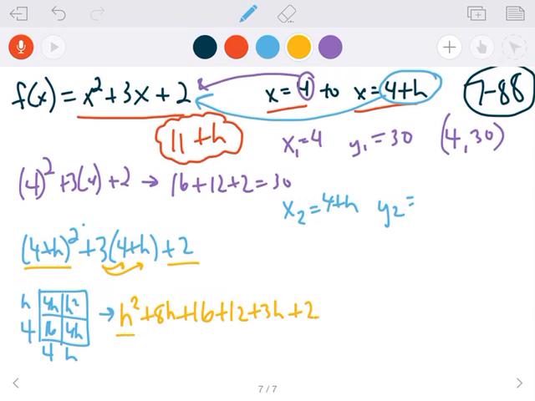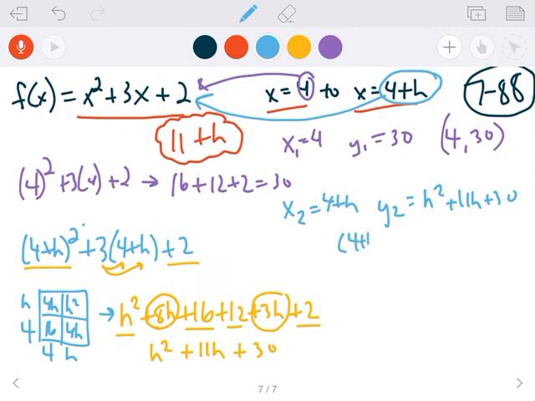So starting with the h squared, there's only one of those, so that simplifies to be h squared. Then looking at the h terms, we have 8h and 3h, so that gives us 11h. And then looking at the constants, we have 16 plus 12 plus 2, which is 30. So that means our y2 is h squared plus 11h plus 30. And then we can just plug it into our formula. If we write that as an ordered pair, we'd have 4 plus h for the x value and h squared plus 11h plus 30 for the y.